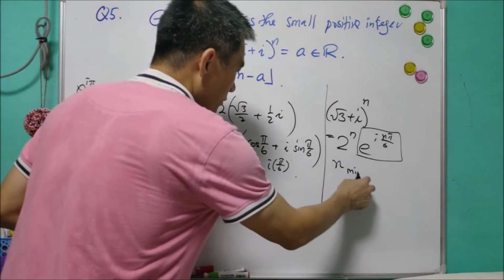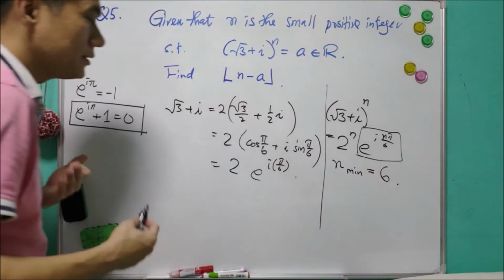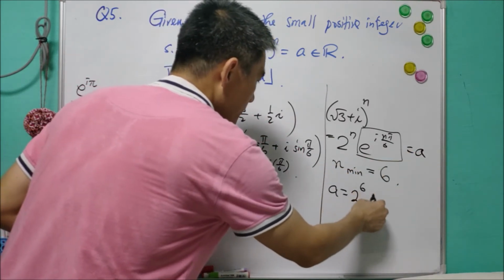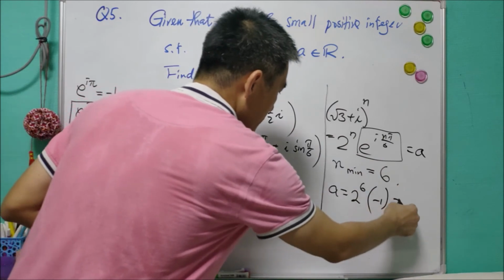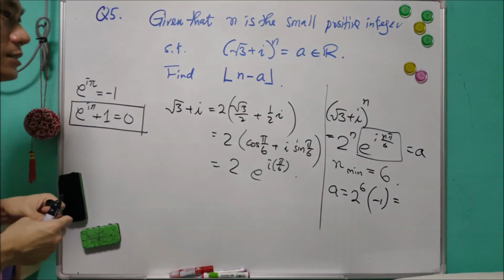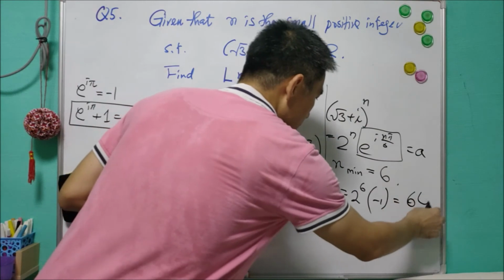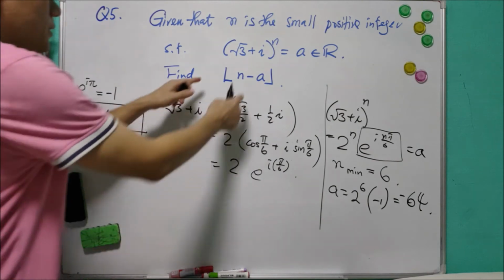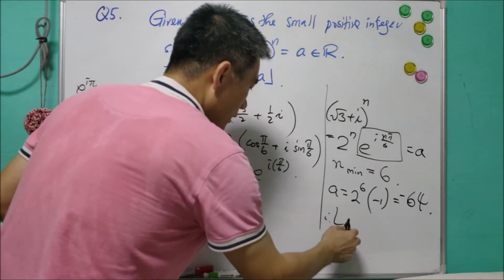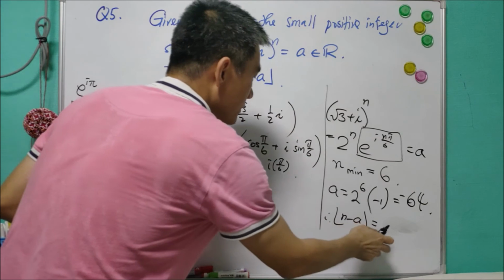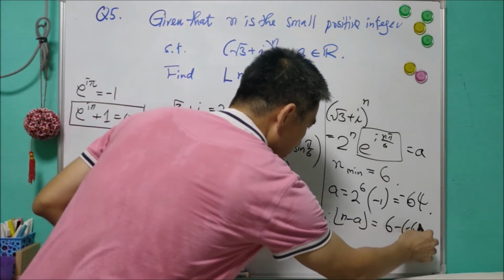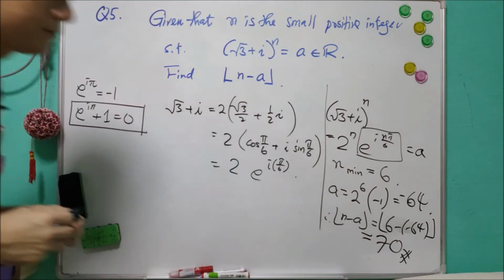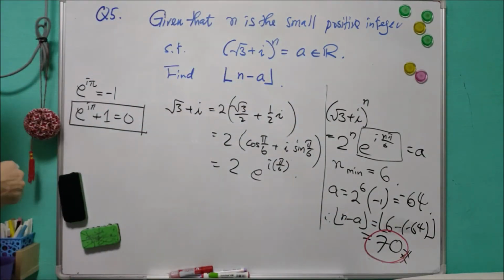The minimum value for n is equal to 6. In this case, this is equal to a. a will equal 2^6 times −1. 2^6 is 64, so with −1, it is −64. Therefore, n − a, n is equal to 6, minus −64, is equal to 70. 70 is the answer for question 5.